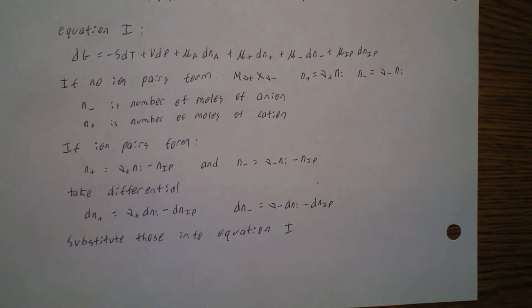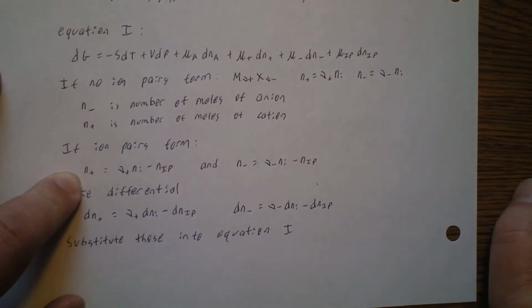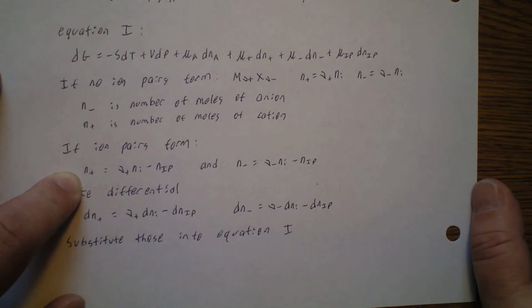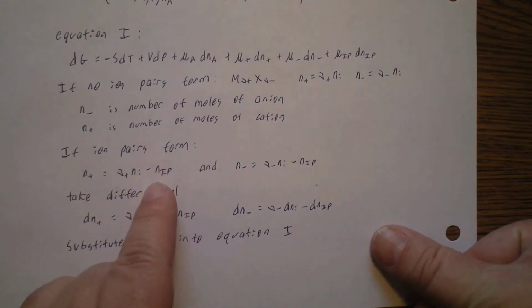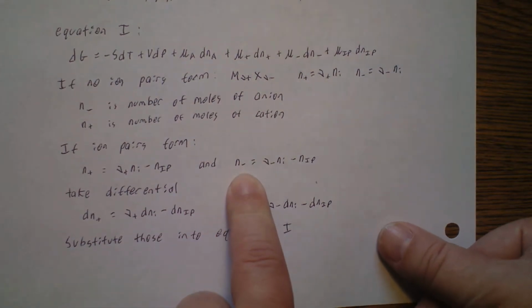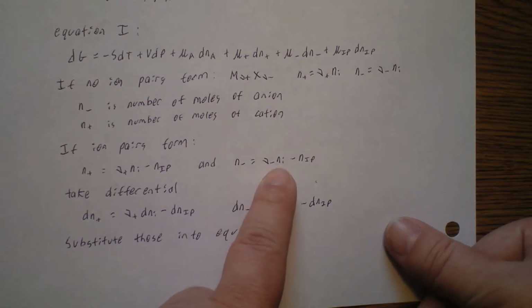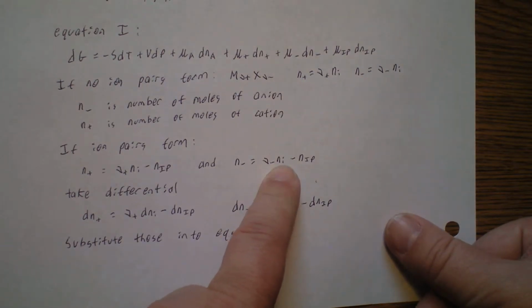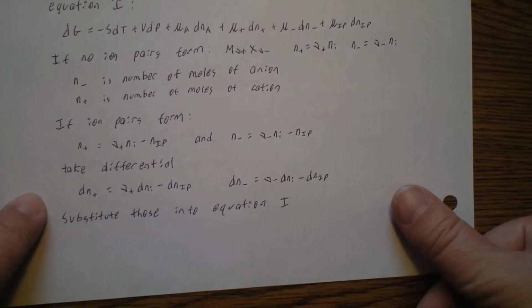Now, if ion pairs form, then the number of moles of the positive, the cation, is equal to nu plus times the number of moles of the substance i minus the number of moles of the ion pairs. And likewise, the number of moles of the anion will be equal to nu minus times the number of moles of the substance i minus the number of moles of the ion pairs.